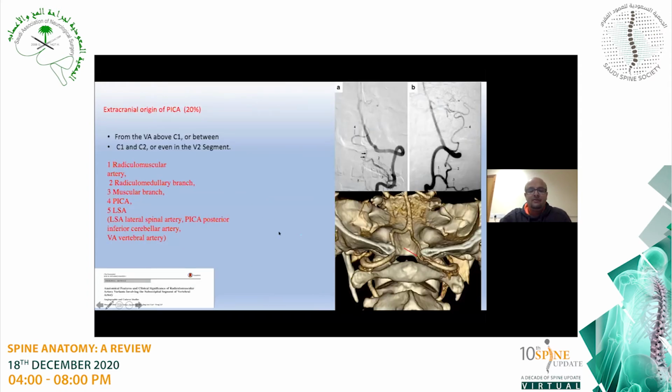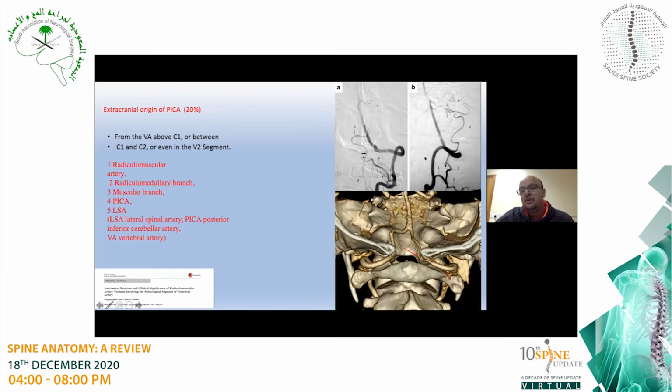The first variation that can come up during our exposure for lateral mass screw, and we have to understand it very well, is the extracranial origin of PICA, which is quite common. This is one example. The PICA comes off the horizontal segment of V3, just at the medial edge of the lateral mass. So it can be easily injured or coagulated during exposure, thinking that it is a muscular branch.